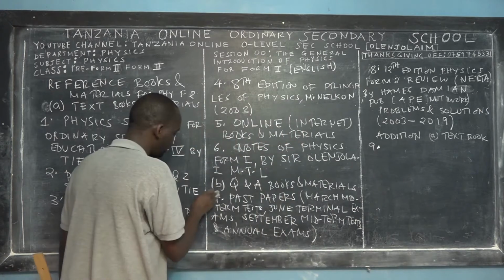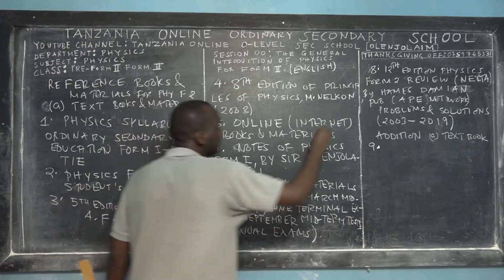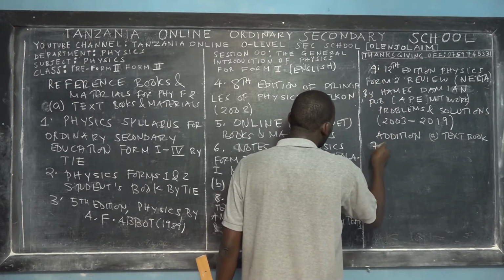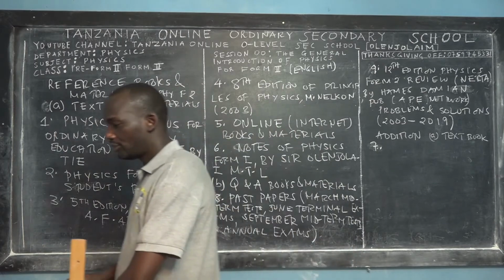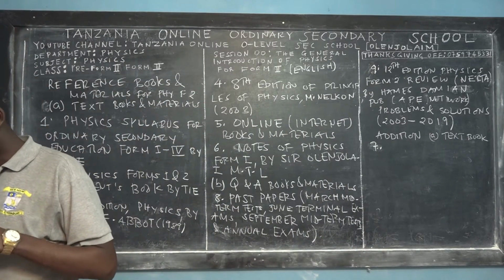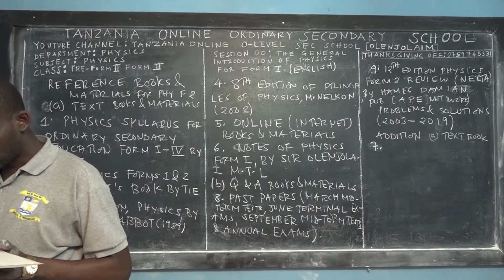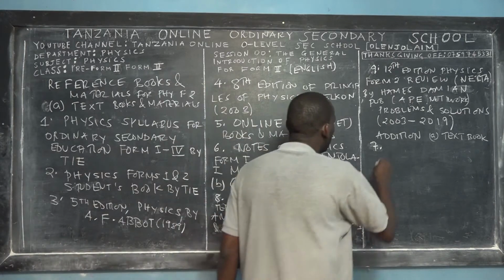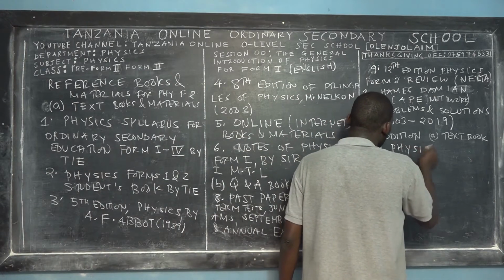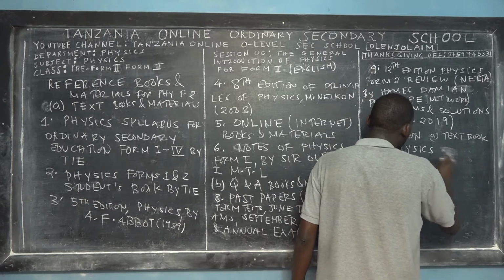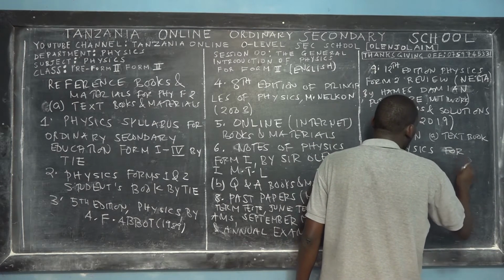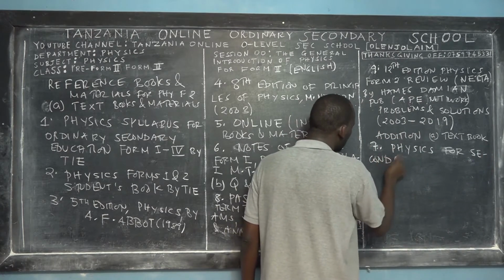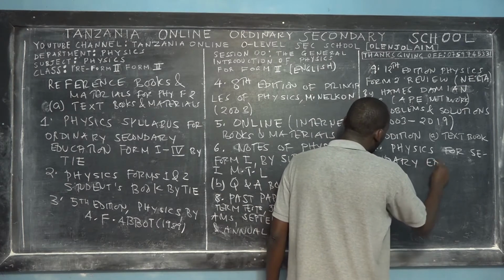You can just change it. This you can call number 8, and this is number 9. And then we say that this is number 7. So number 7 we call it physics books, or physics for secondary education.